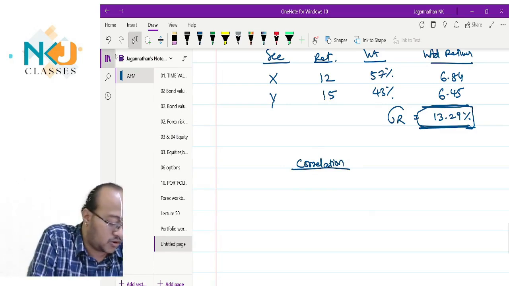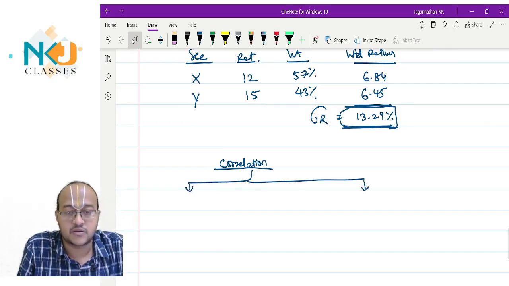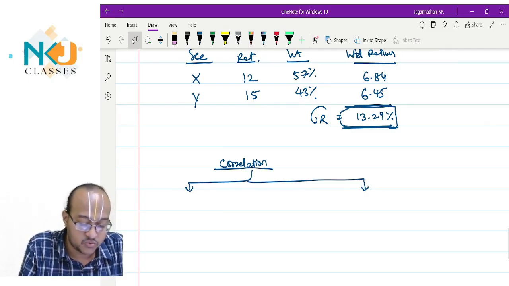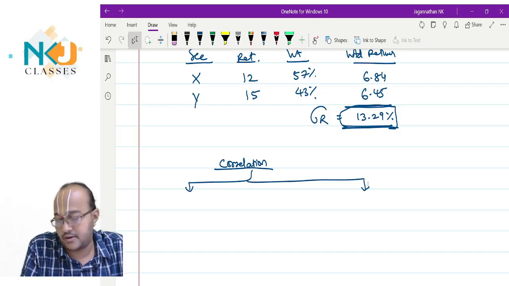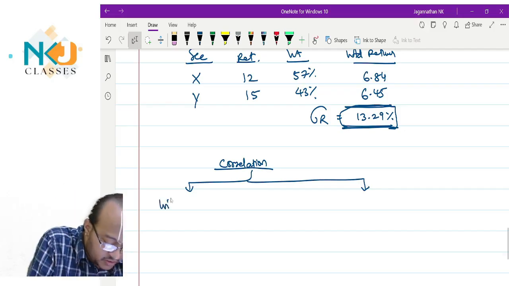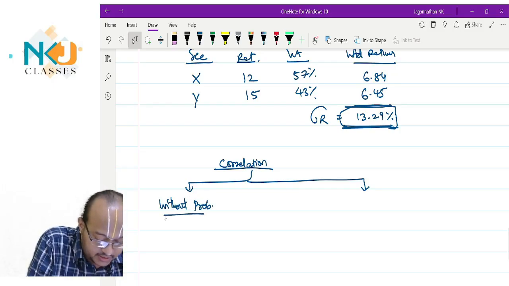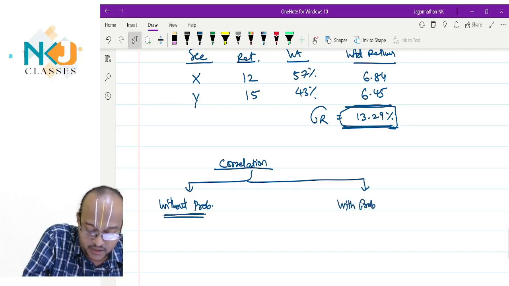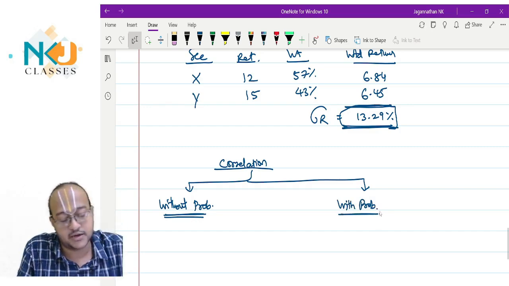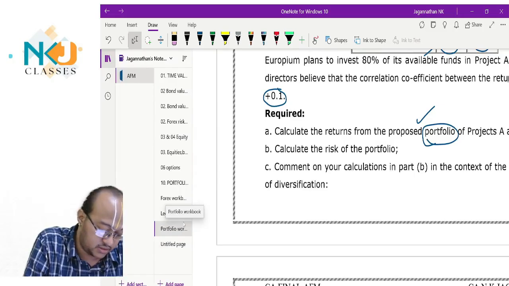See, for finding correlation, there are two methods for two situations. In the first situation, without probability, we use ex post data, correct? In that situation, we can compute the correlation, and with probability, ex ante data, you can also find the correlation. See, we will take question 1 for a discussion so that you will understand it further.